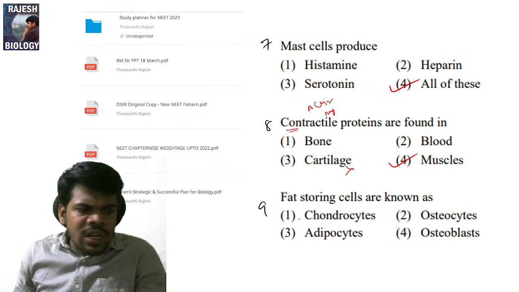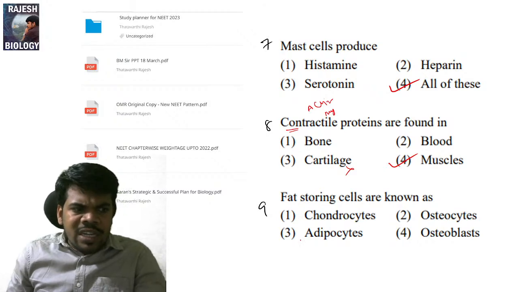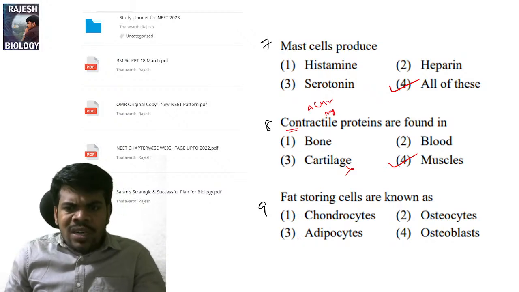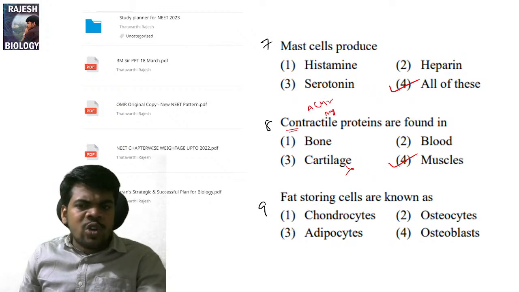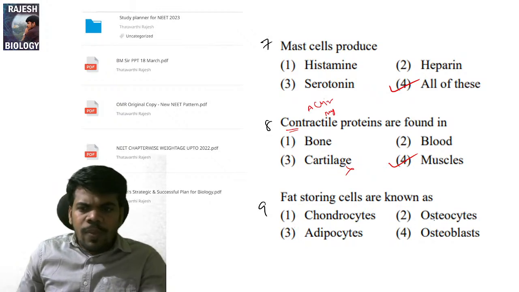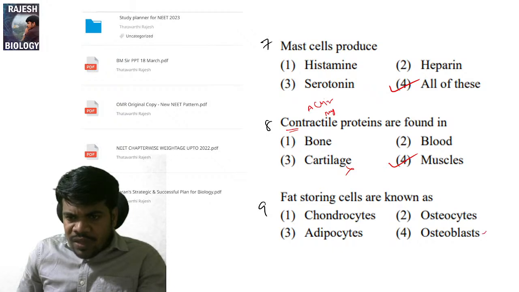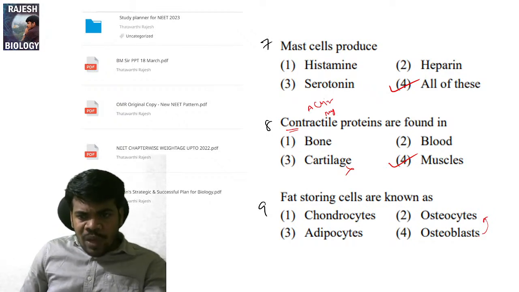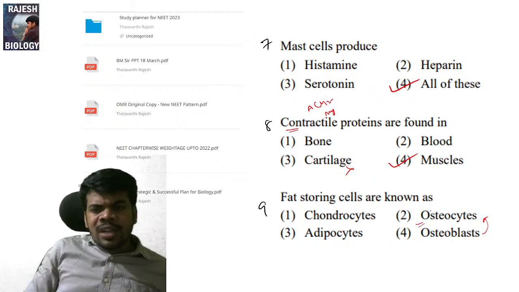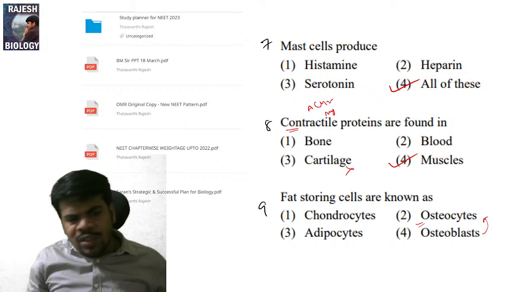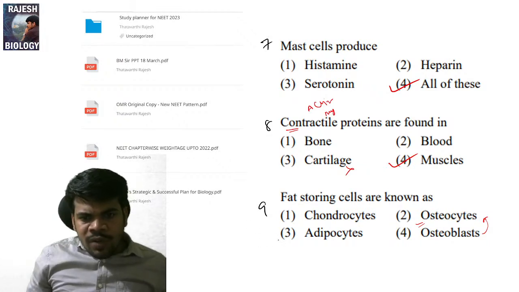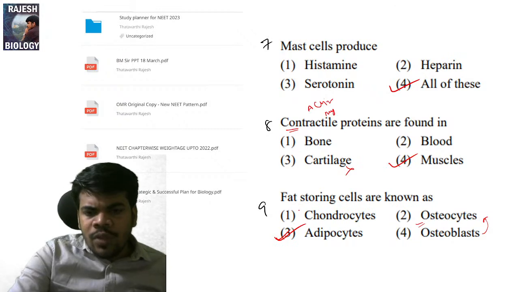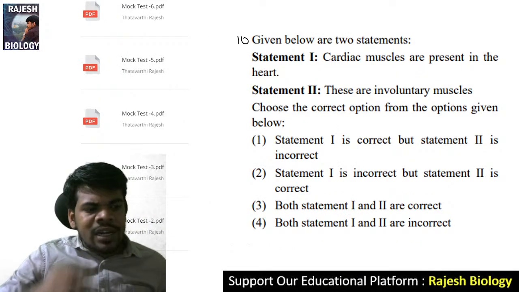Fat storing cells are known as, very easy question it is: chondrocytes, osteocytes, adipocytes, osteoblasts. Osteoblast secretes the matrix, and after maturing, the mature osteoblast is called osteocyte. Immature cell is called osteoblast, mature cell is called osteocyte. Adipocytes, perfect. Wherever you find the word adipo, that is related to fat.